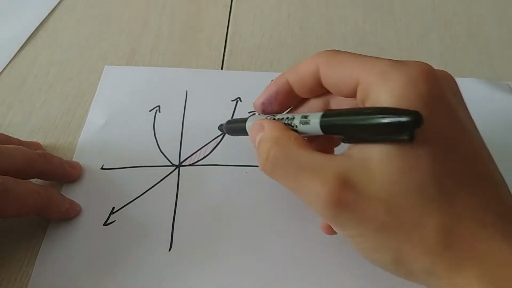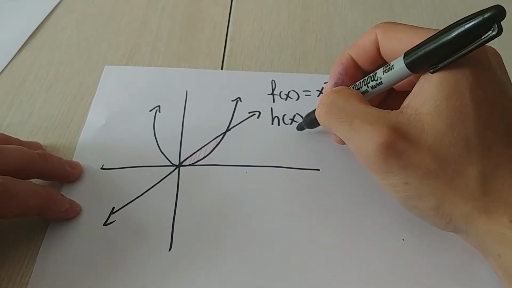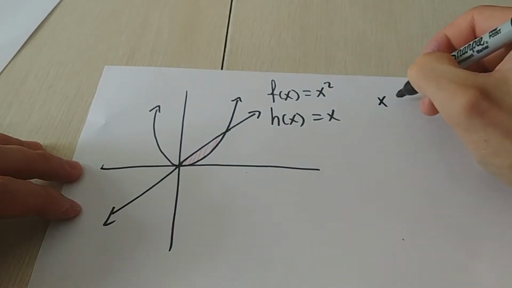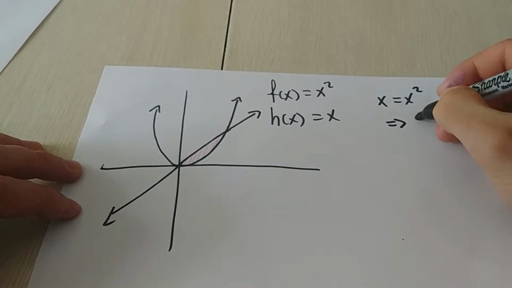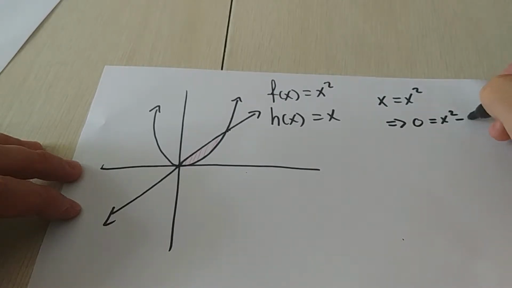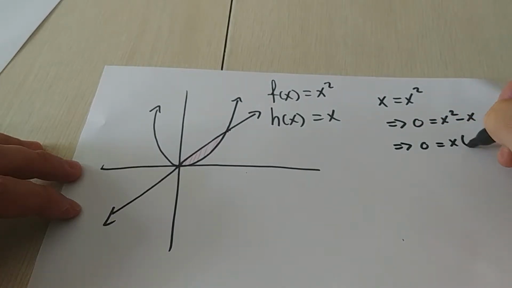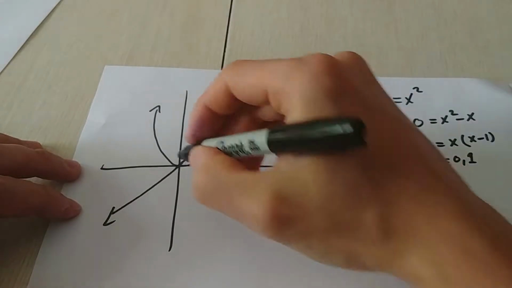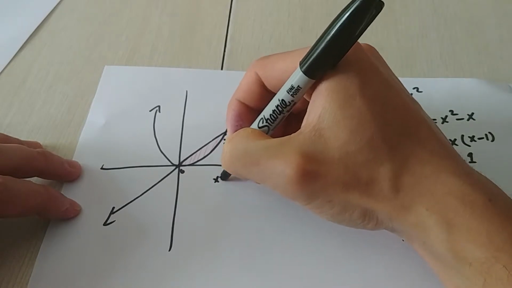Now they intersect where the heights are the same, so where f of x is equal to h of x. So we'll get x is equal to x squared. And from this we can bring this x to the other side, we get 0 is equal to x squared minus x. And again, 0 is equal to x, bring the x out. So then we know x is equal to 0 or 1. So this is 0. That's the origin. We knew that. And this is when x is equal to 1.